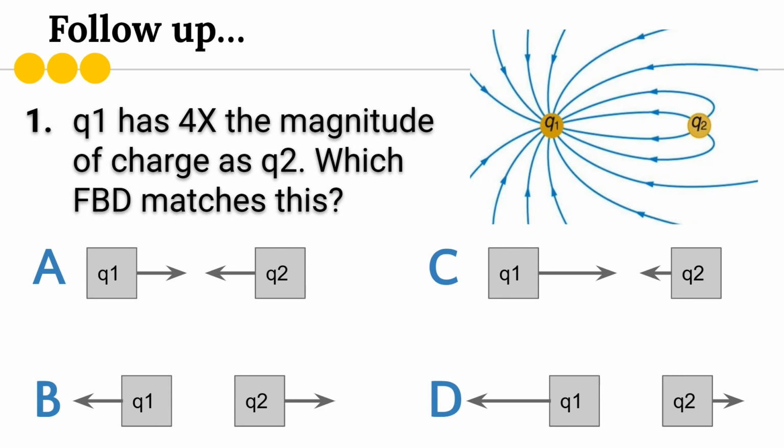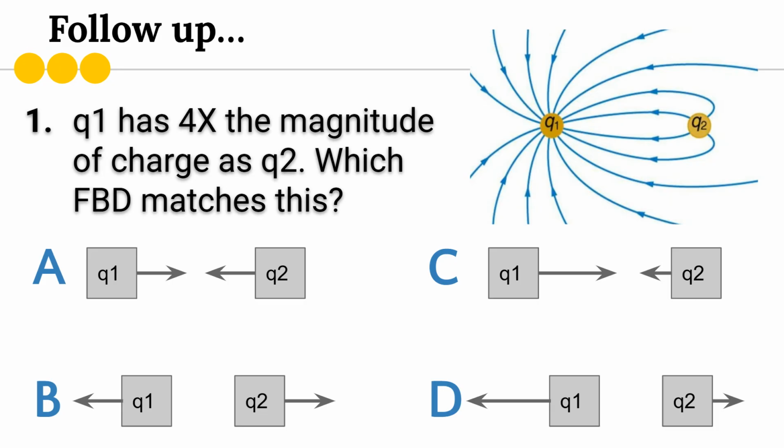So here's my first follow-up question, then we have one more. The first one says Q1 has 4 times the magnitude of charge as Q2. Which free body diagram would show the interaction between them? A, B, C, or D? Well, first things first, I know that they're opposite charges. So I do know opposites attract, which means I should have arrows pointing toward one another, indicating that they are pulling together, which means that we can eliminate B and D right off the bat.